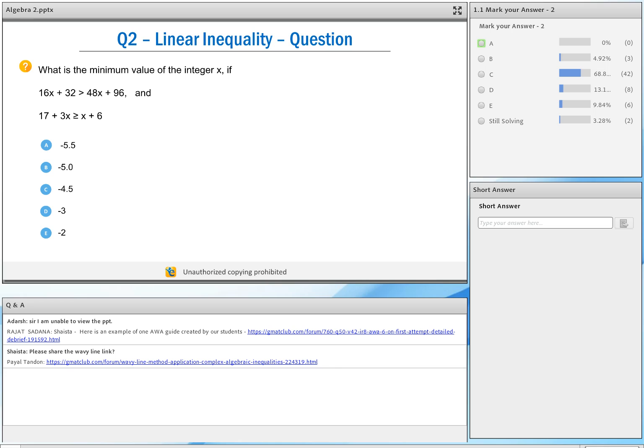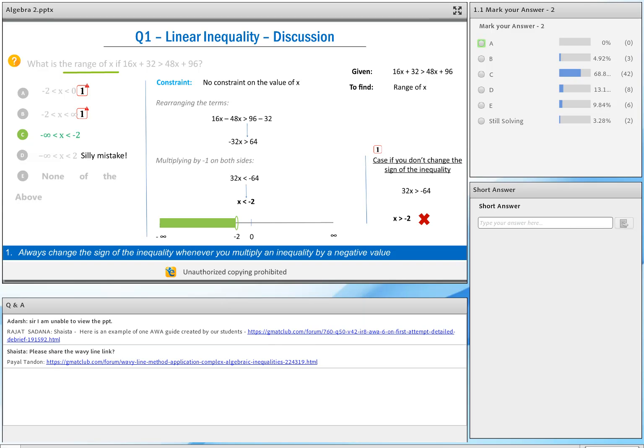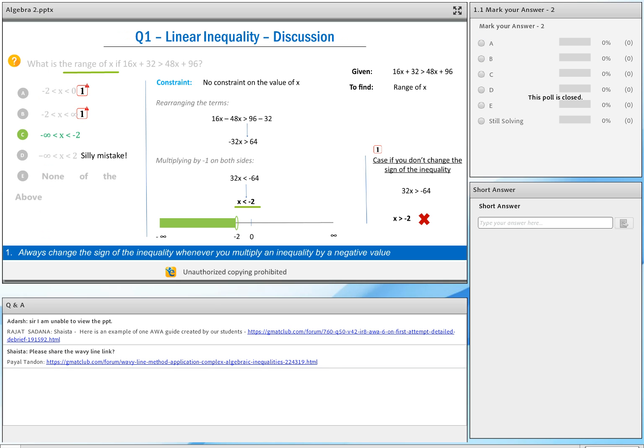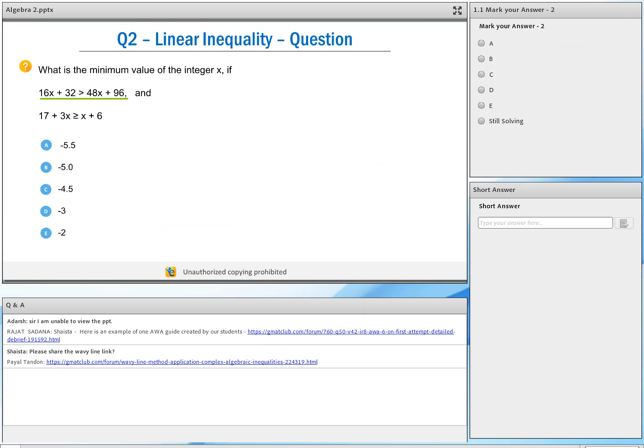Now next question, I'm just giving you a hint. This is the same inequality as in the previous question, so you can use x is less than minus 2 as the solution to that, right? So just letting you know. What this is saying is, what is the minimum value of x if these two inequalities hold true? So let me remove the answers here, and can you all please click on still solving? Okay, let's go ahead.